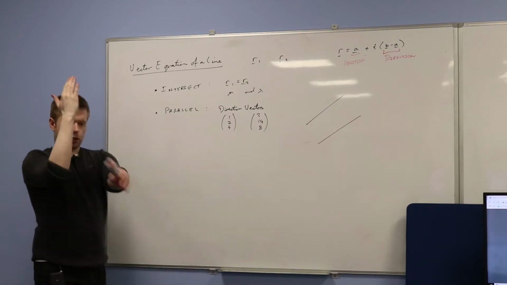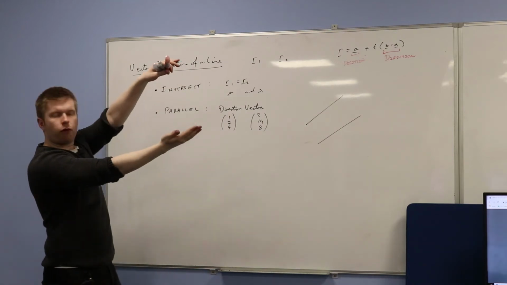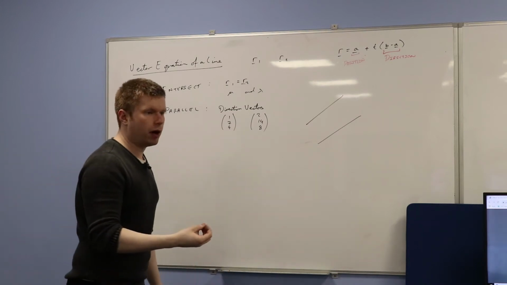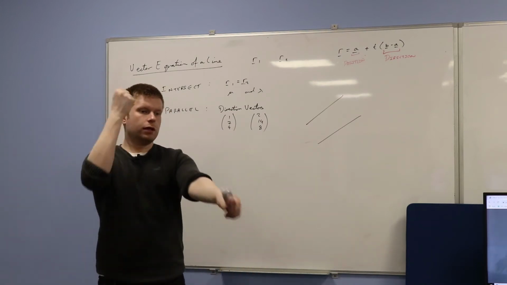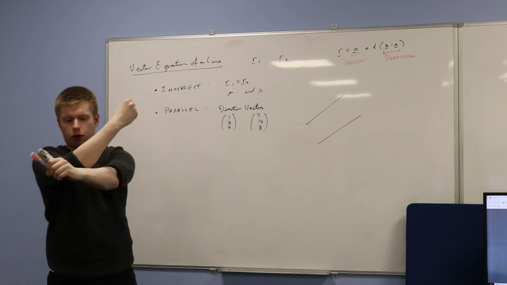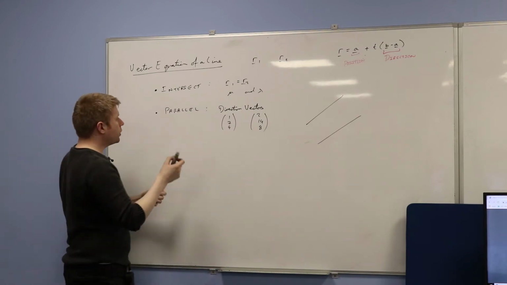So intersecting, they cross each other. Parallel, they go off in the same direction. What's the third option, bearing in mind we're talking about 3-dimensional lines now? Exactly, they never cross. They're skew, they completely miss each other. Imagine they come across but miss each other completely. So we call that skew.